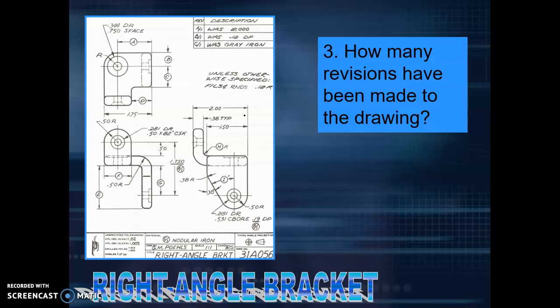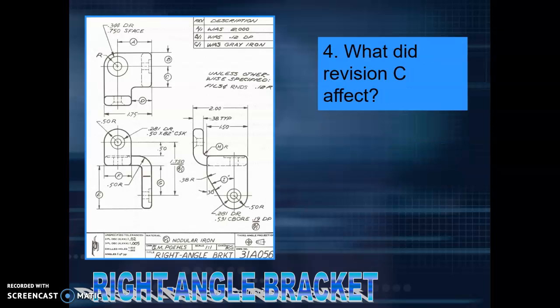How many revisions have been made to the drawing? Again, the easiest place to look for that is in the revision table. 1, 2, 3, 3 revisions. What did revision C affect? It was gray iron. What is it now? Nodular iron. So it's affecting the material that the part is made out of.